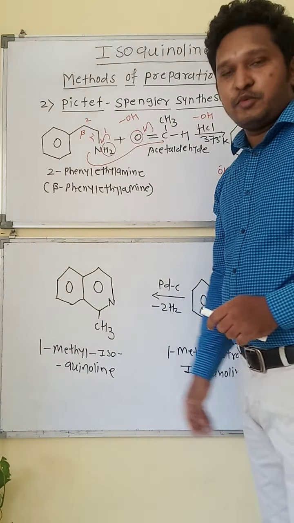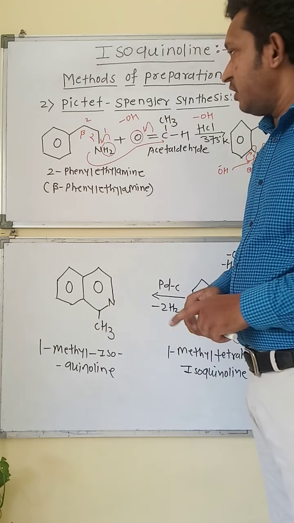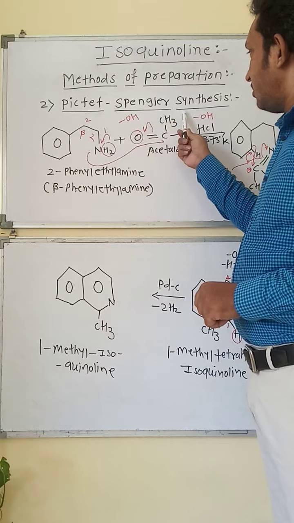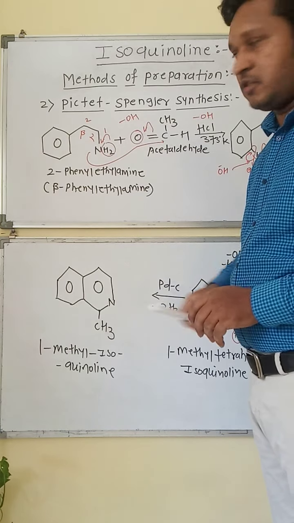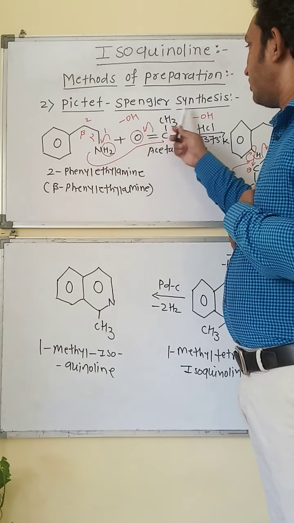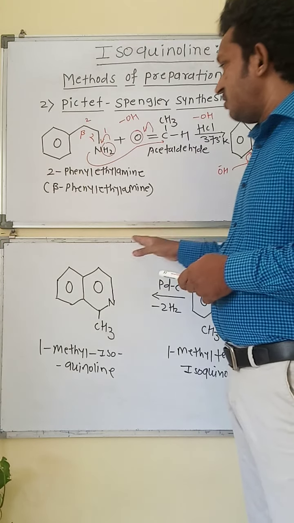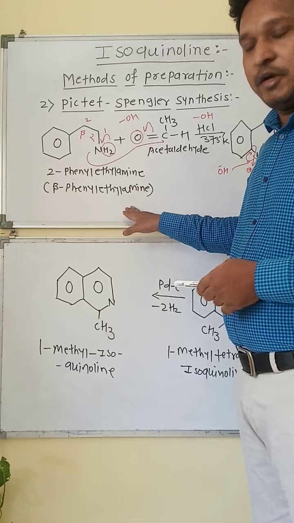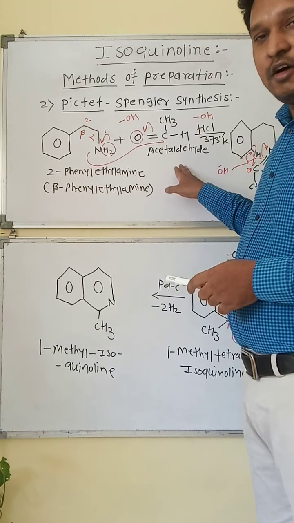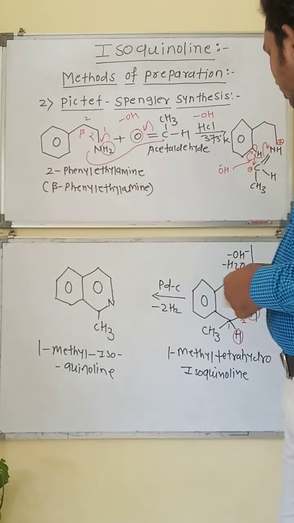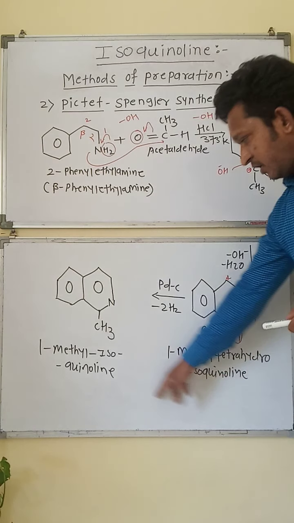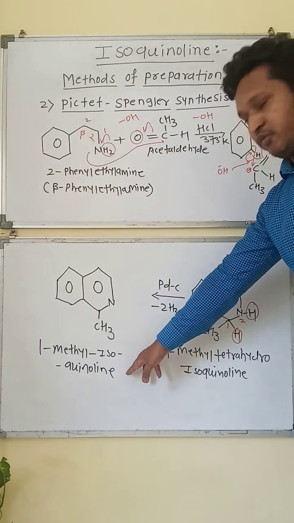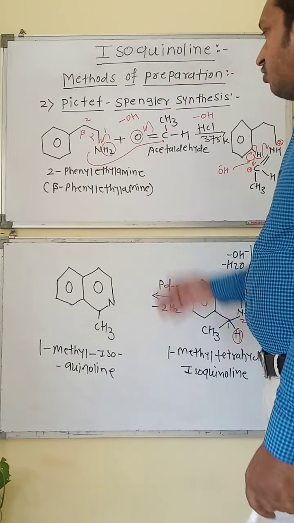Now the next method of preparation of isoquinoline, second number, that is the Pictet-Spengler synthesis. In this synthesis, aryl ethylamine, that is phenylethylamine, reacted with an aldehyde, so it is converted into the final compound, that is the derivative of the isoquinoline. Now look at the reaction.